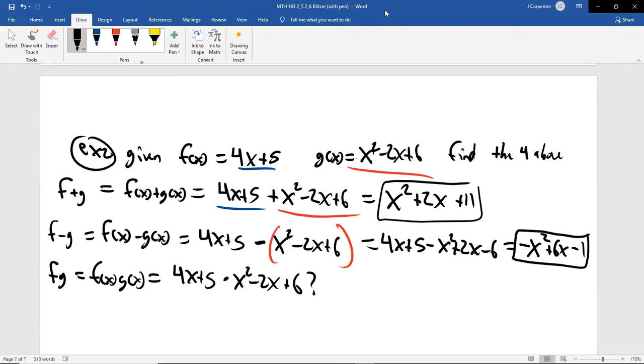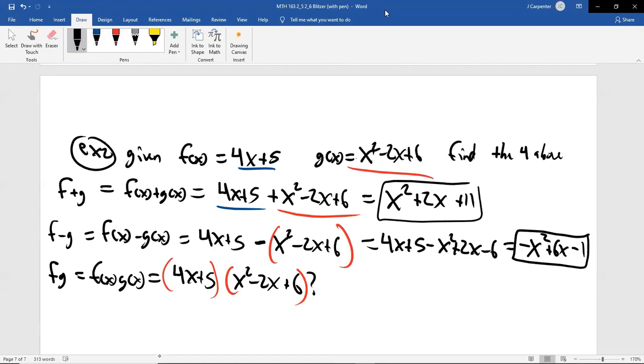Well, no, same issue. You can't have this binomial times this trinomial and only write a dot. You got to put them in parentheses, and not even just the second one. You need to wrap the first one in it too, because you got to give the 4x and the 5 to that trinomial.